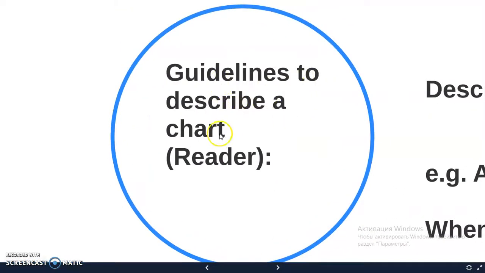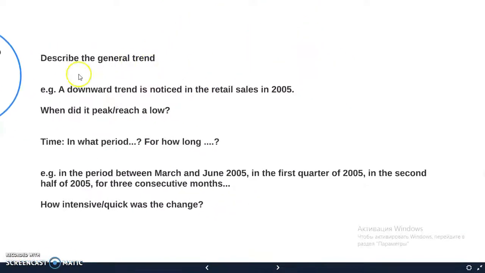So, guidelines to describe a chart. Now we'll learn. Describe the general trend at first. A downward trend is noticed in the retail sales in 2005. When did it peak? Reach a low. Peak means the highest point. Reach a low means the lowest point. Time: in what period, when, for how long and how many years, it means duration. For example, in the period between March and June 2005, in the first quarter of 2005, in the second half of 2005, for 3 consecutive months. So these are the time. How intensive, how quick was the change?